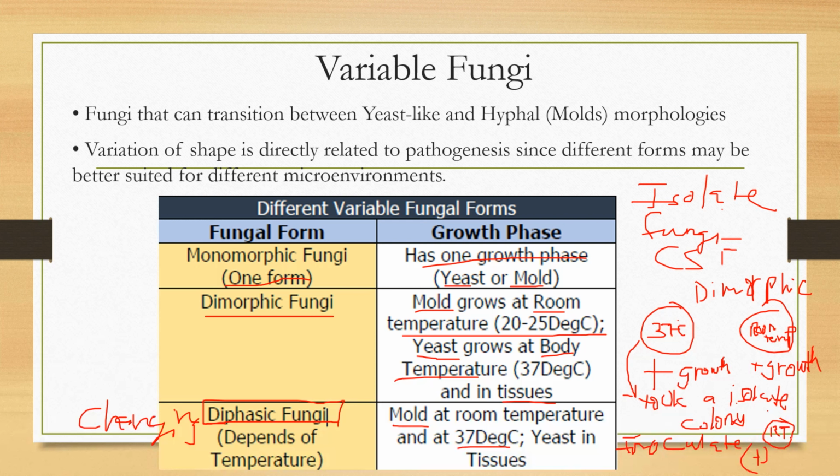So I hope that explanation was clear. To simplify, class, when it's dimorphic, they can grow both at room temp and at 37 degrees. When it's diphasic, they can grow in one temperature. Then they could also, if you try placing them in a different environment, they can also survive. So I hope that was clear.